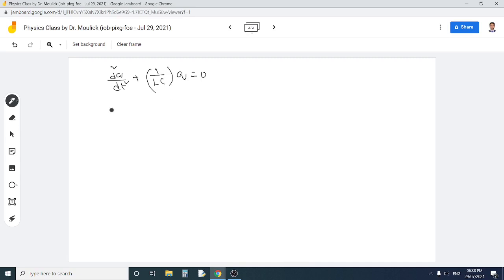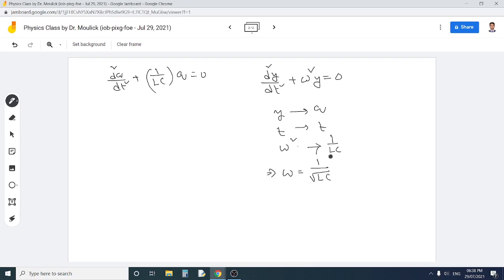Now this equation matches up with the equation of simple harmonic motion. How exactly? What is the equation of simple harmonic motion? That was something like this: d2y upon dt2 plus omega square y is equal to 0. Now if you compare the terms, in place of y here we have got q in the LC circuit, in place of t we have got t, there is no issue regarding time, and in place of omega square we have 1 upon LC. Now that implies what? That omega equals 1 upon square root of LC. And we know that this is the resonant frequency.